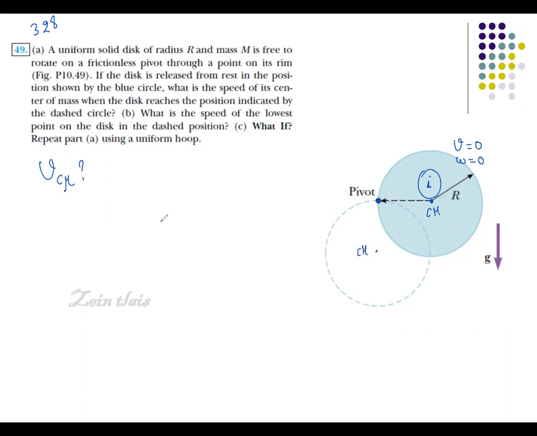I need to calculate the velocity of the center of mass at the final position, where we have a rotation, as you see, clockwise, omega. Let's start with part A. We have to find VCM.